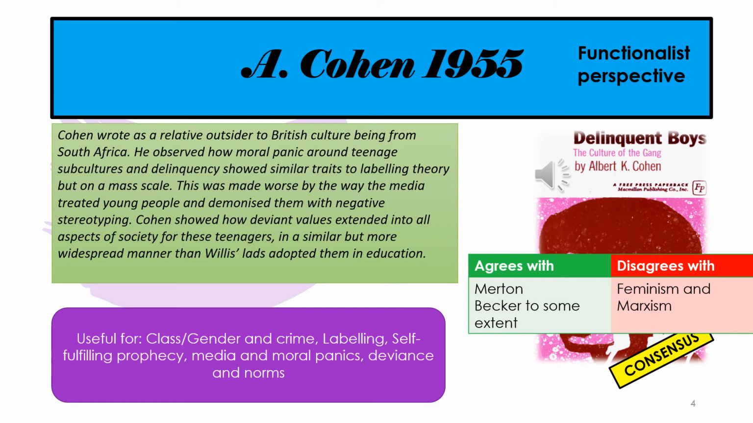Albert Cohen's study is really famous. He wrote it as an outsider to British culture. He's a South African, and he was at university himself, I believe, so he wasn't that old. And he was looking at youth culture in Britain, so anything to do with male status and crime, anything to do with age, anything to do with culture, anything to do with media or moral panics, you can use Cohen, because that's essentially what his study focused on. It was the idea of these masculine subcultures acting out delinquent behaviour.